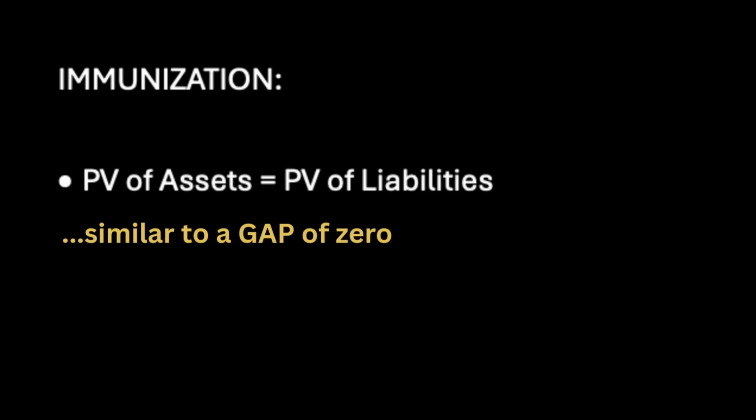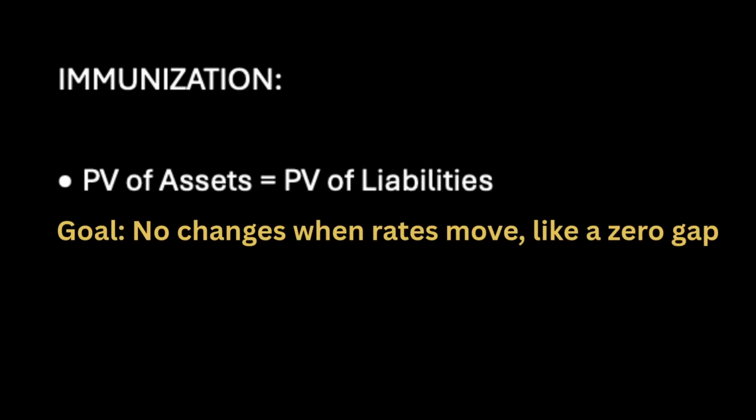This is like having a gap of 0 in our gapping discussion above, but this time it's the present values that are the same. Therefore, they simply just offset each other where they are right now and where they can move afterwards, as if they were synchronized in movement.